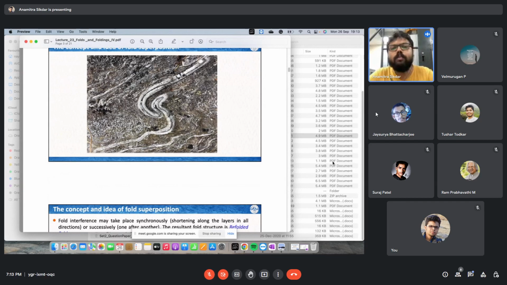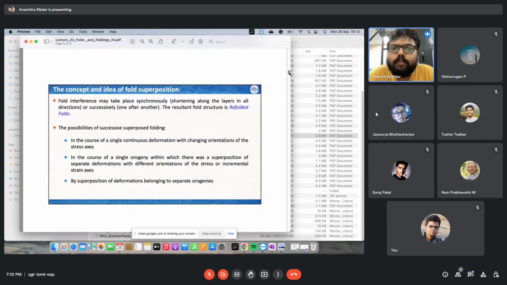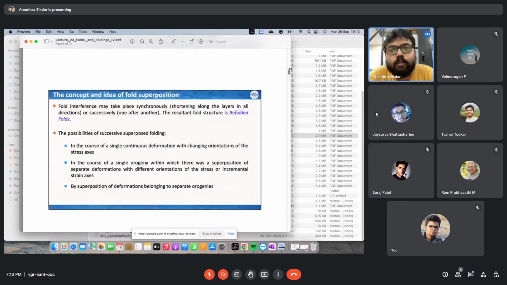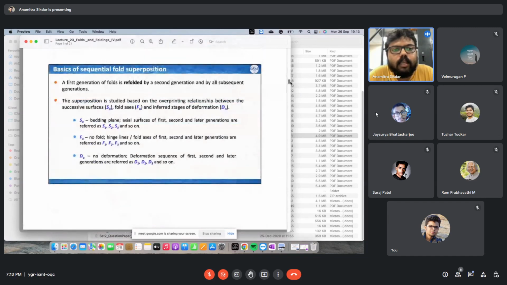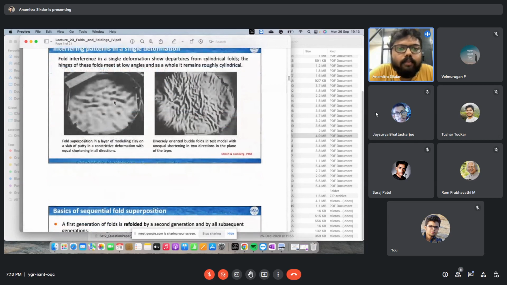What happens in superposition? It is just like the wave interference, the wave superposition that we usually studied in physics. Suppose you have a deformation along this, like how I'm moving the cursor, and then you have another force deforming in the east-west direction. It will produce this series of complex patterns, right?